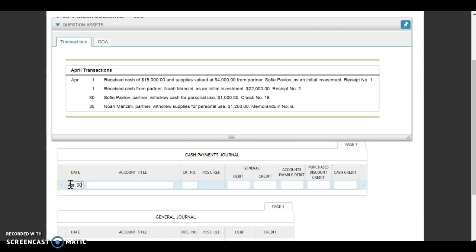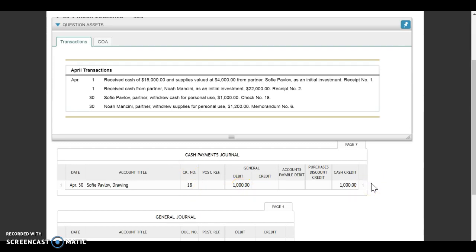So start with my date of April 30th. We are taking out cash, so we know we're going to credit cash, and we are going to debit Sophie Pavlov, and that would be her drawing account, so we can keep track of how much she's taking out. $1,000. It's going to be a credit to cash. Oh, and a debit to drawing. I was putting it right. Okay, our check number then is 18. Remember, we don't put our C here because it's already labeled as 18. So we have a debit and a credit that equal.